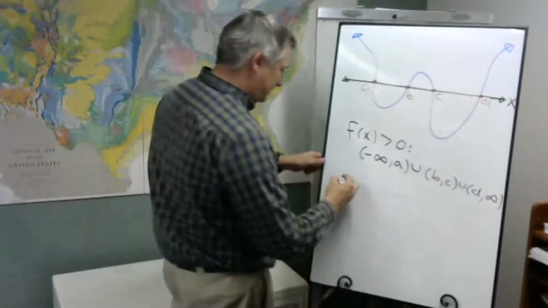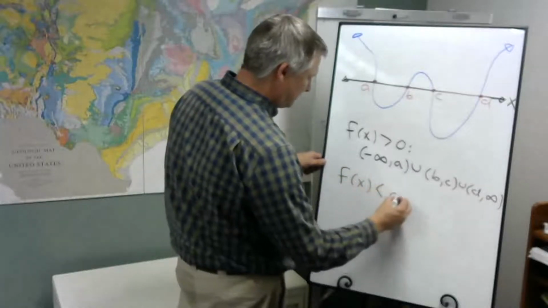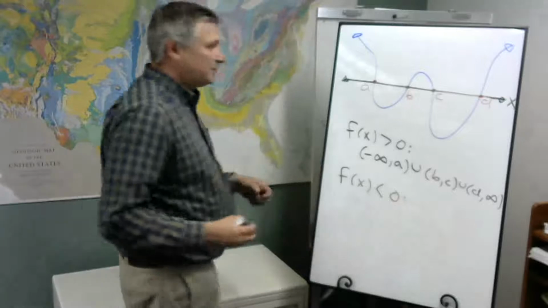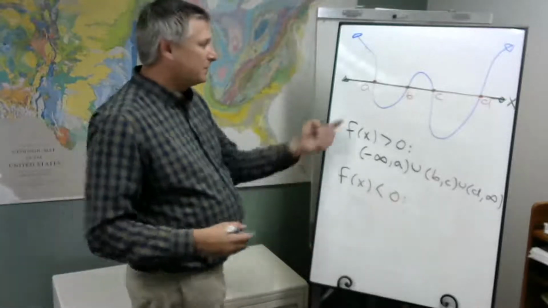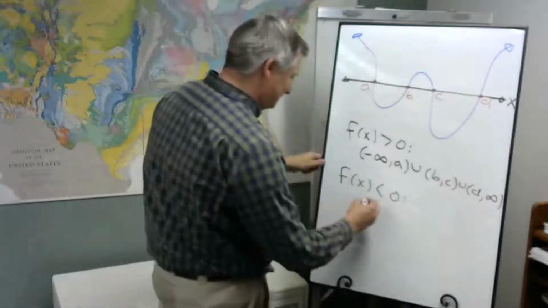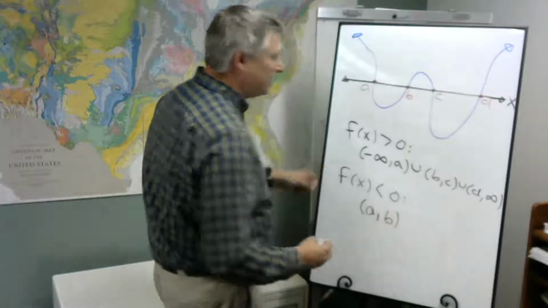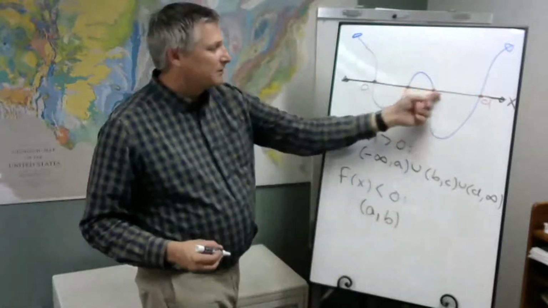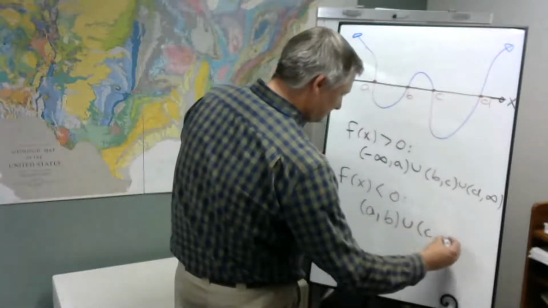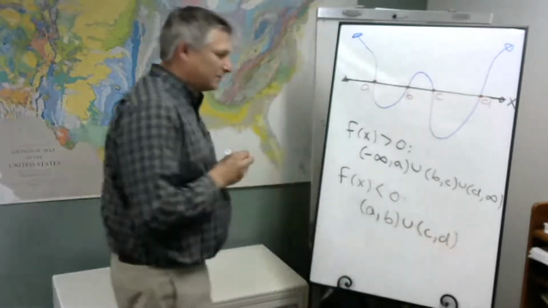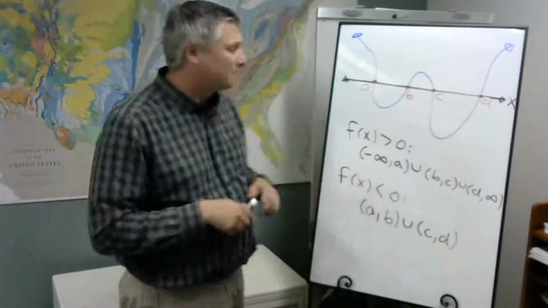Now, we could also look at where this is less than 0. So this is where we're below the x-axis. So we're below the x-axis from a to b. And we're also below the x-axis from c to d. So that's the idea of having f of x greater than 0 or f of x less than 0.